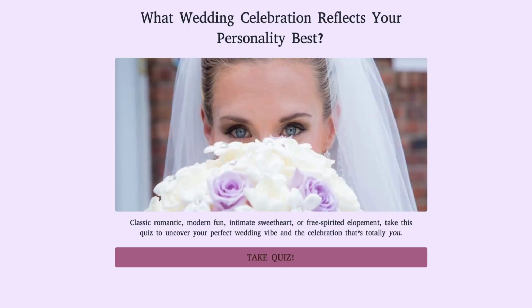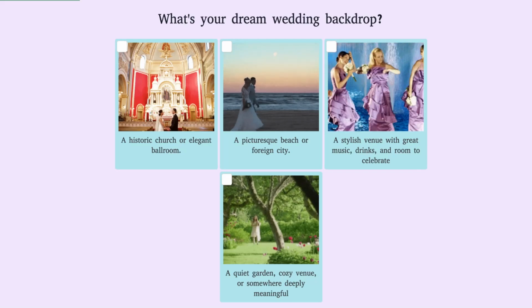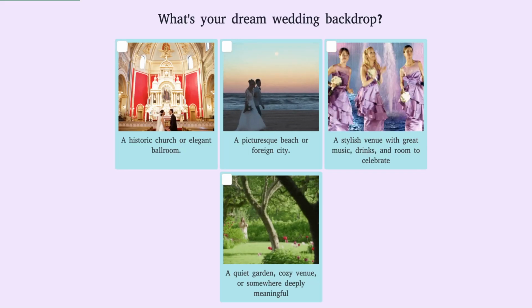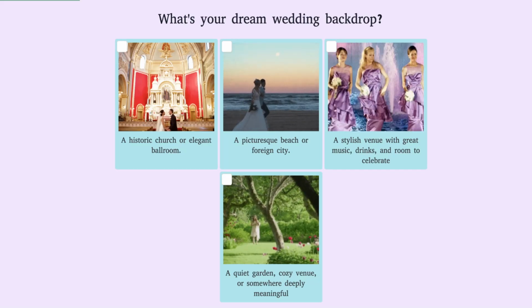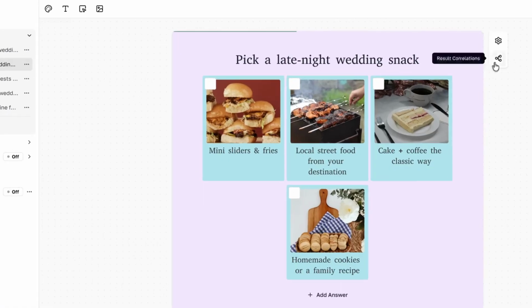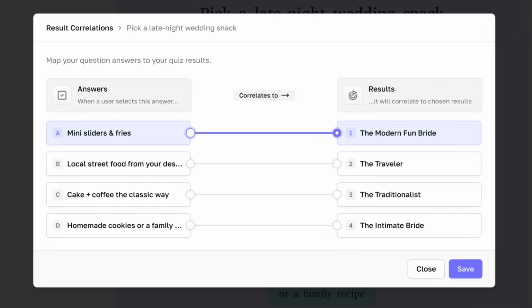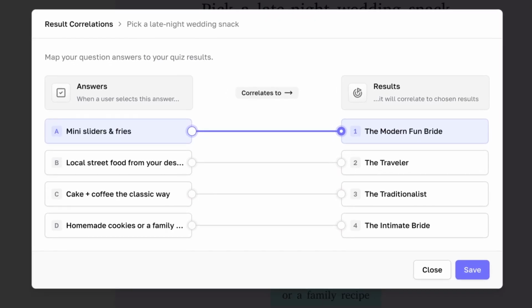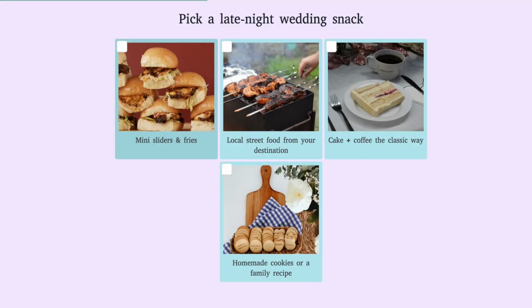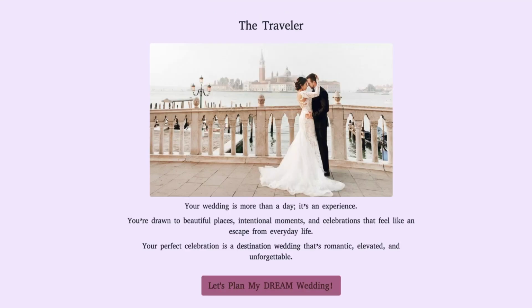Personality style quizzes are based on correlations. The system will determine which result the quiz taker will land on based on how they responded throughout the quiz. On the back end, the answers to each question are correlated to a specific result. Whichever answers the quiz taker chooses most is the result they are going to receive.